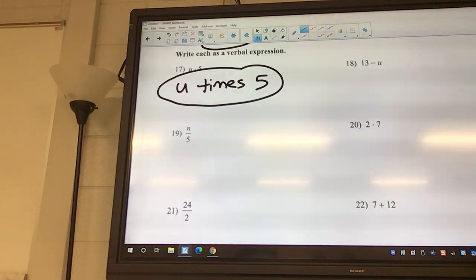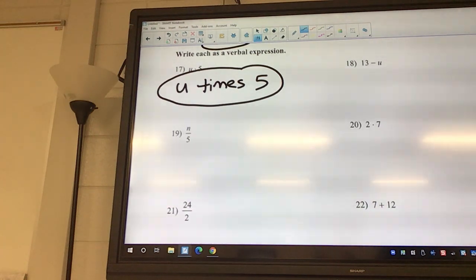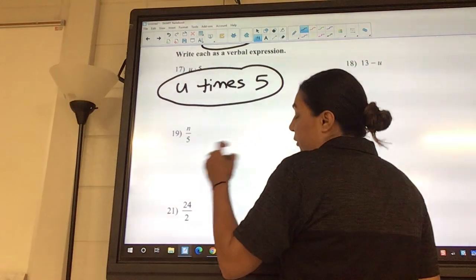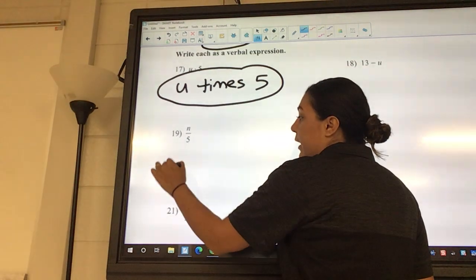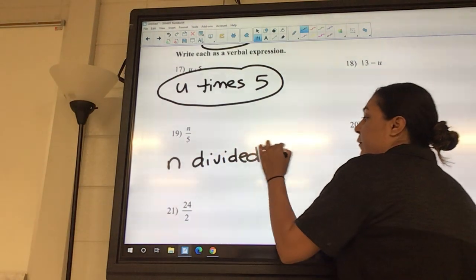Okay, what about 19? What does a fraction bar mean? Divide. Okay, so how do we verbalize this? N divided by 5.